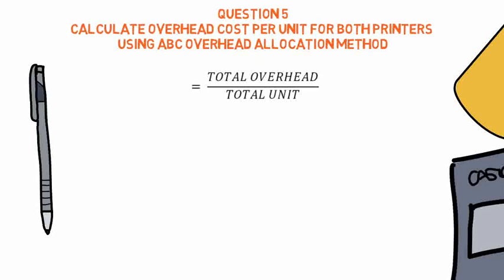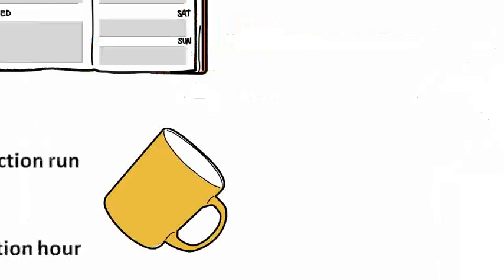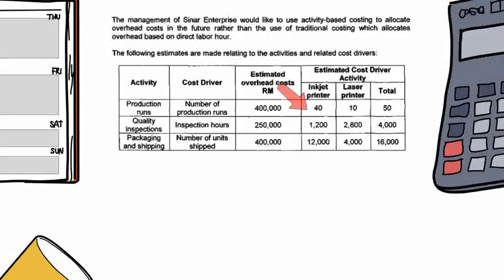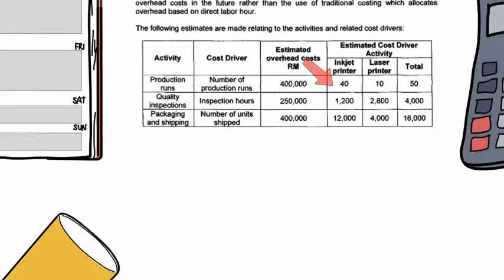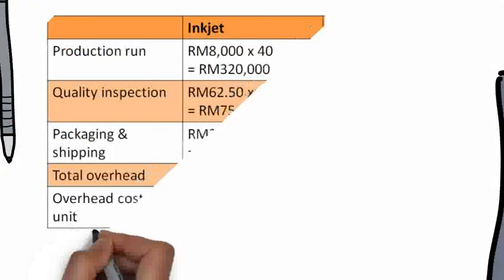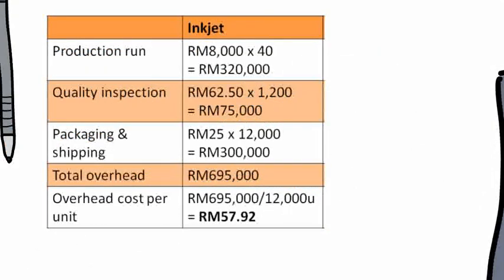For production run, the overhead cost is cost driver rate from question 4, which is Rm 8,000, times 40. 40 is the value taken from table provided, as per highlighted. So, Rm 8,000 times 40 equals Rm 320,000. Using the same method, we calculate for quality inspection and packaging and shipping activity. So, total overhead is Rm 320,000 plus Rm 75,000 plus Rm 300,000 equals Rm 695,000.